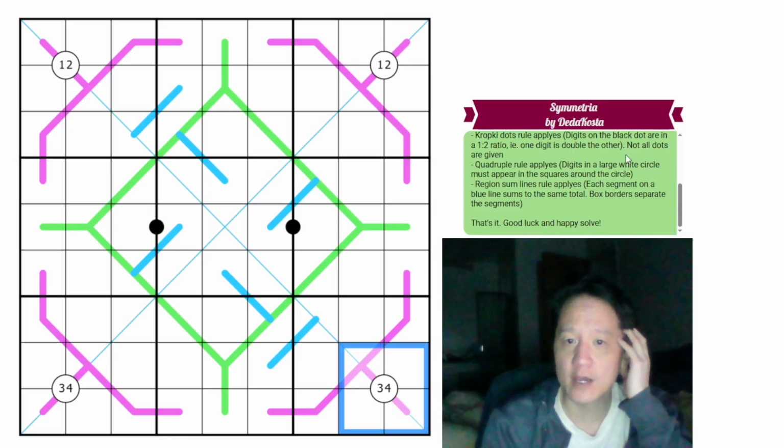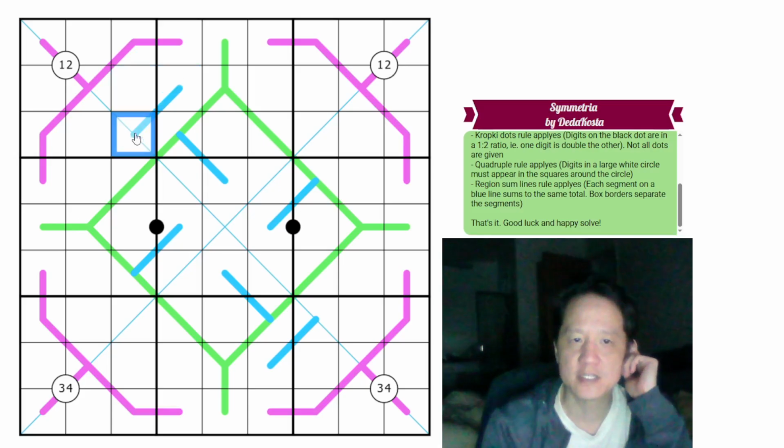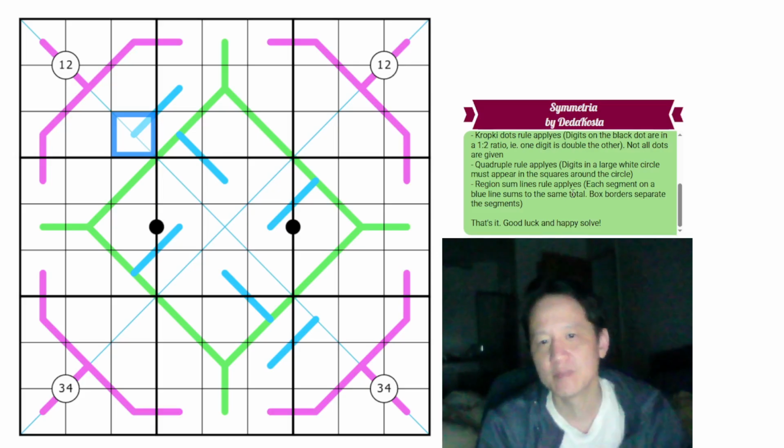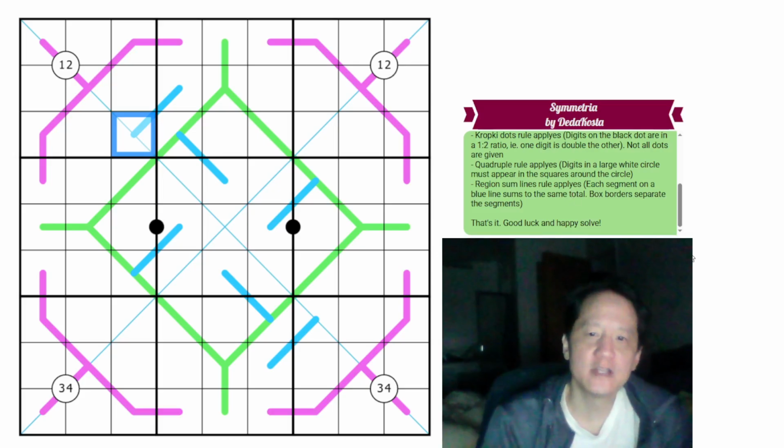And then we have region sum line rules, where each segment on a blue line sums to the same total, and box borders separate the segments. So as an example, the box border separates this line into essentially line segments of equal sum. So this segment must equal the same sum as this segment, which gives you a decent amount of information there. And that's it. Good luck and happy solve.